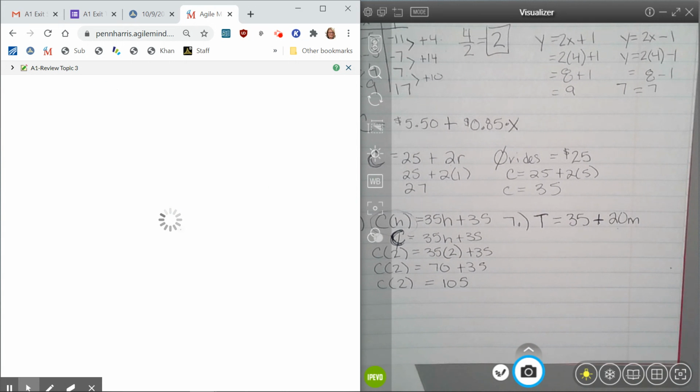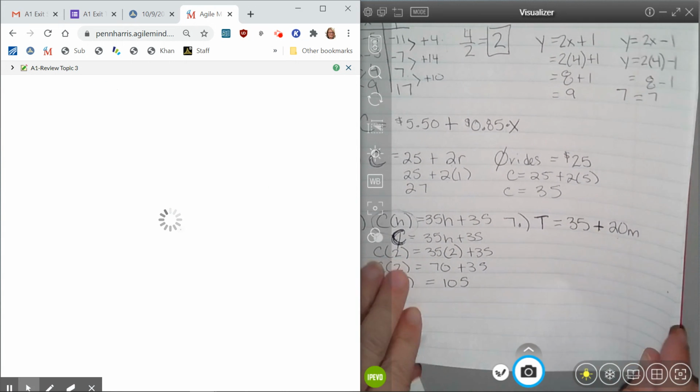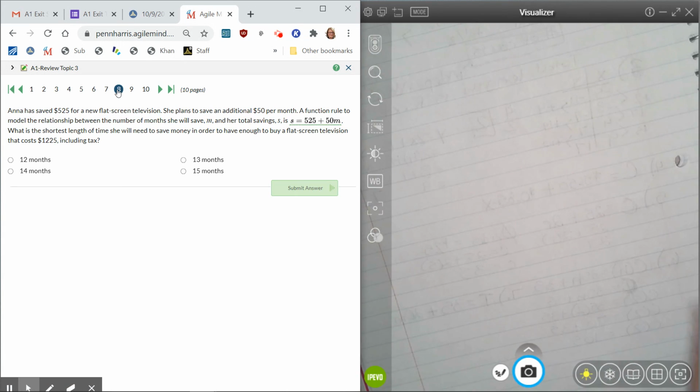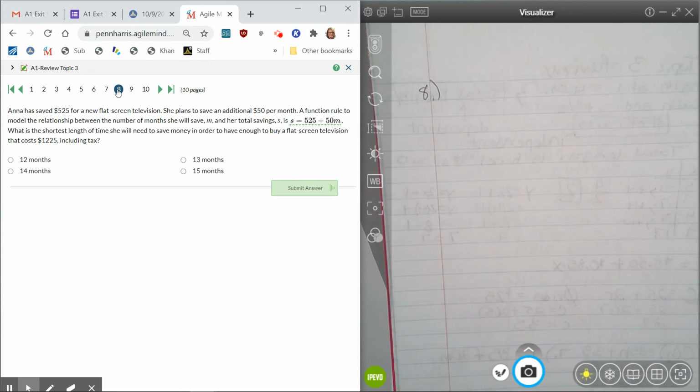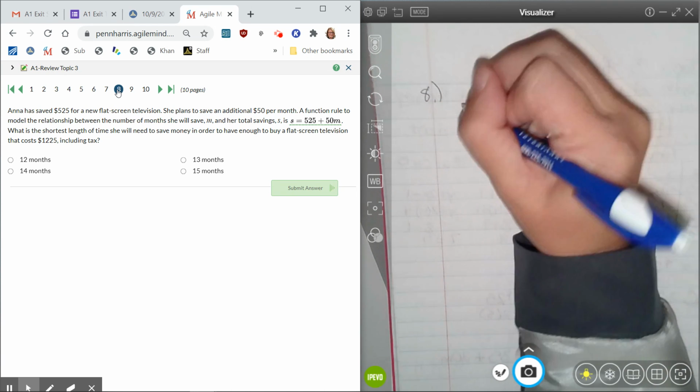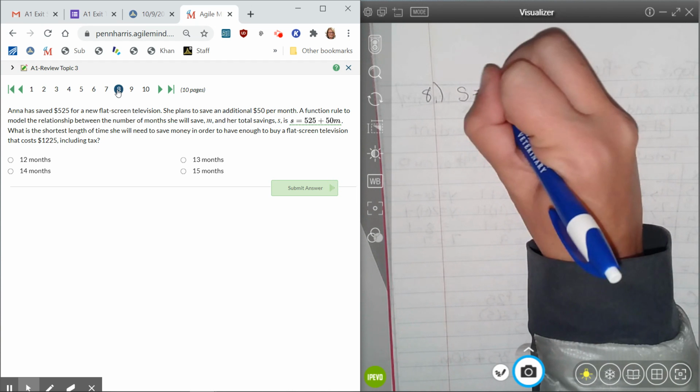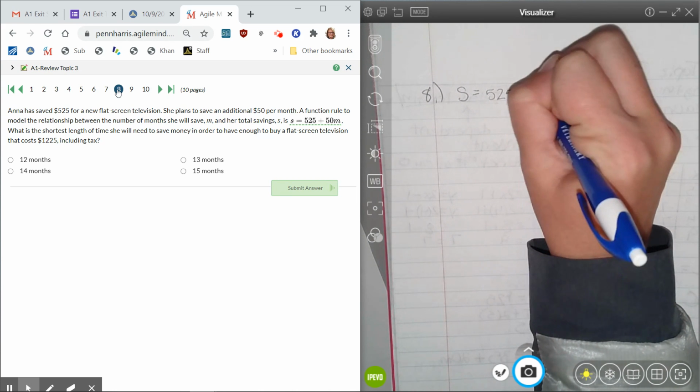Question 8. Anna has saved $525 for a new flat screen television. She plans to save an additional $50 per month. A function rule to model the relationship between the number of months she will save, M, and her total savings, S, is S equals 525 plus 50M. So right away, guys, write that down: S equals 525 plus 50M.